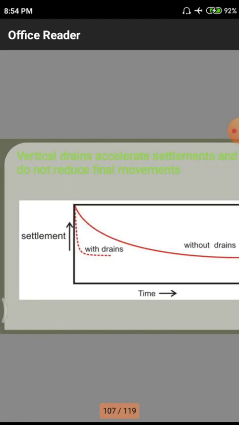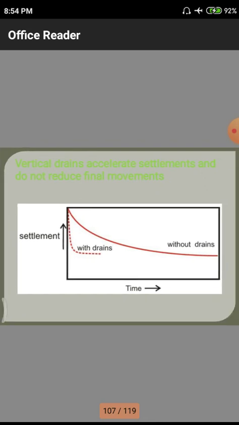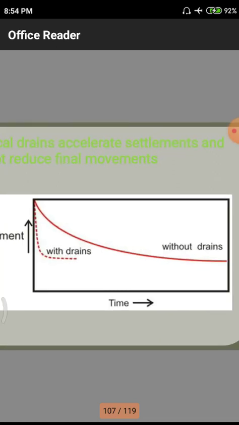This is the settlement with respect to time for these drains. Previously we observed preloading and without preloading. With loading, without loading. But in case of without drains and with drains, what is the settlement?